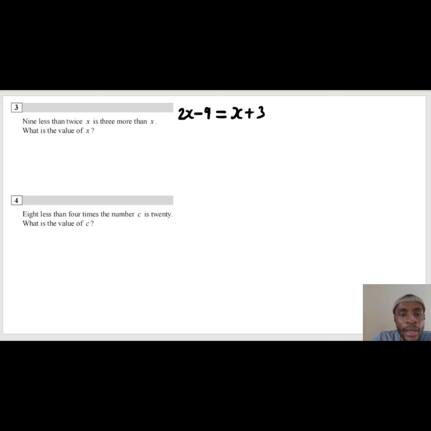So 2x minus 9. So this is 2x. If you bring x here, minus x. If I send 9 to that place, it becomes 9 plus 3. 2x minus x is x. 9 plus 3 is 12. So the answer is 12.